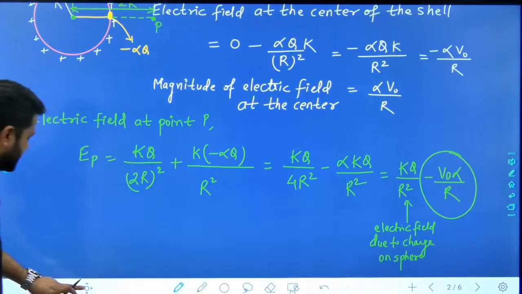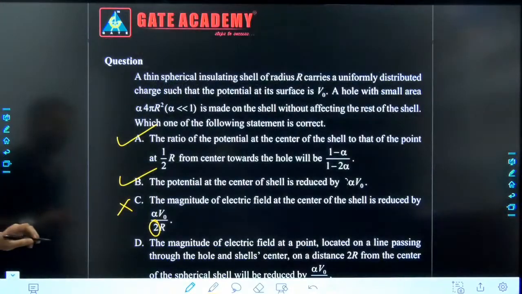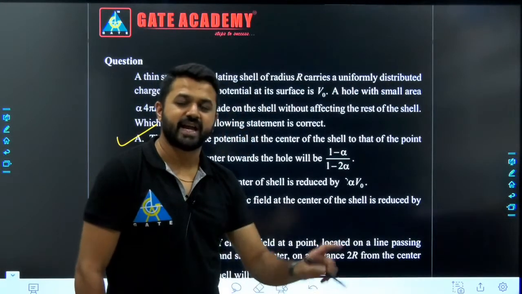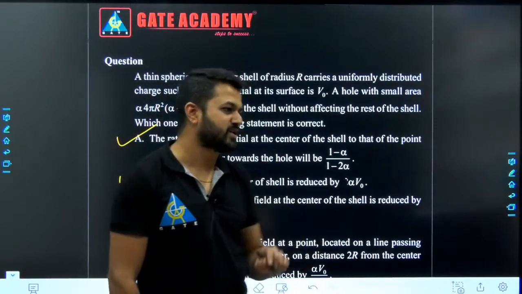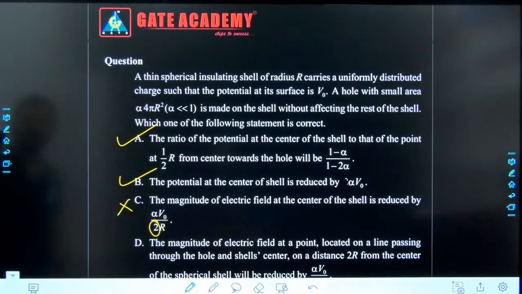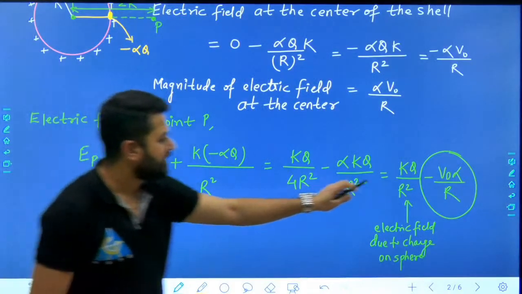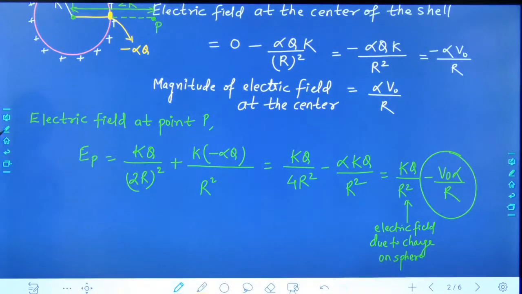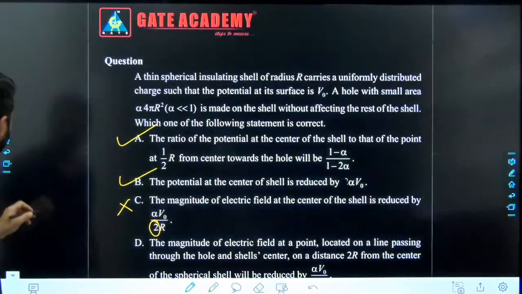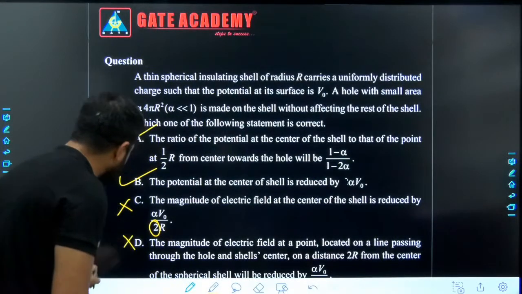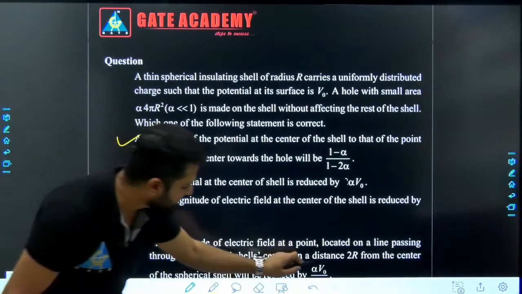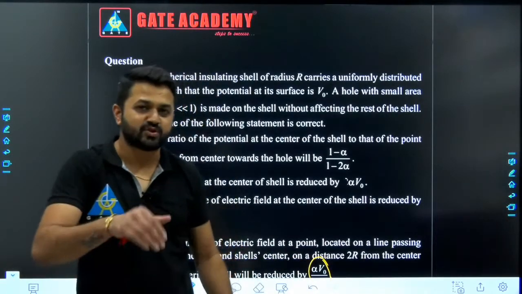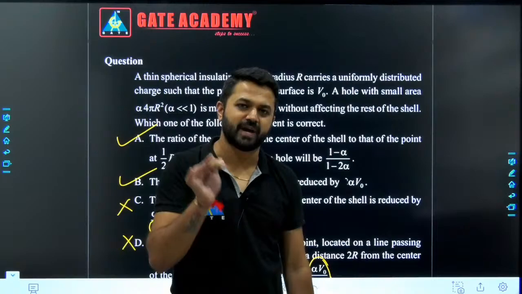Now what is the option? If you see, the option is alpha V naught by 2r, but here we have alpha V naught by r. So option D is also incorrect, because here it is written alpha V naught divided by 2r, but actually it is reducing by alpha V naught by r.